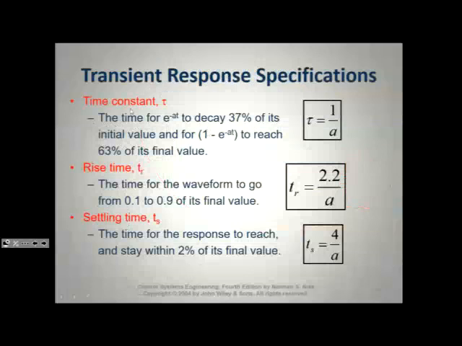So the time constant's the time for a decaying response to be 37%. It's actually 37.3, I think. For a rising response to be at 63%. Then you've got the rise time, which is nearly always defined as the 10% to 90% of final value. Not always. Sometimes it's defined as 0 to 100%. But for most systems it will be defined as 10 to 90%. And that's approximately 2.2 time constants.